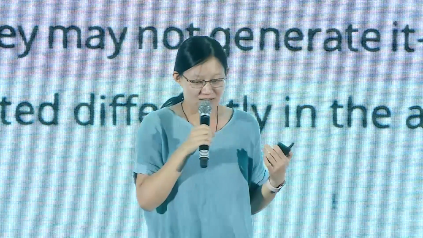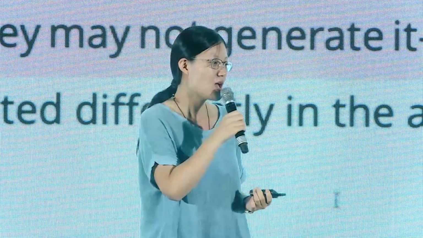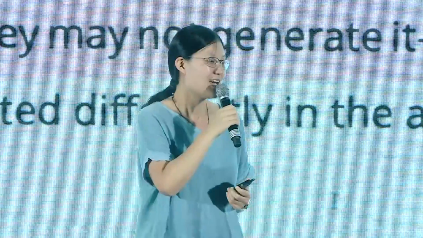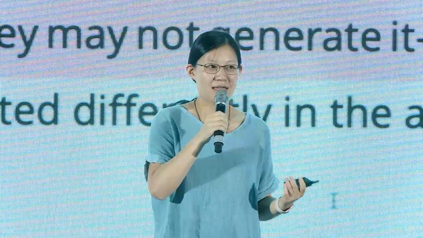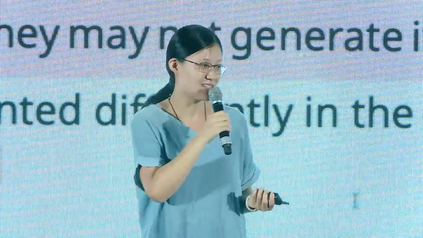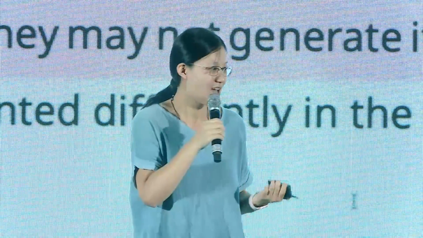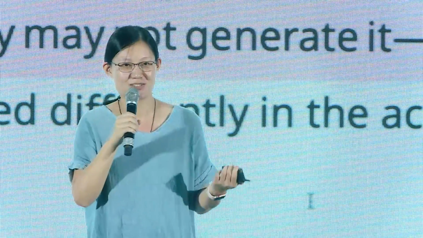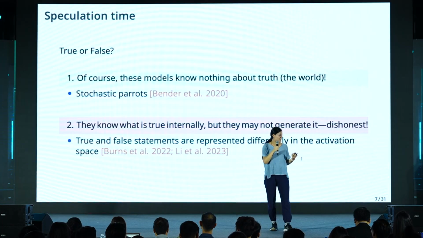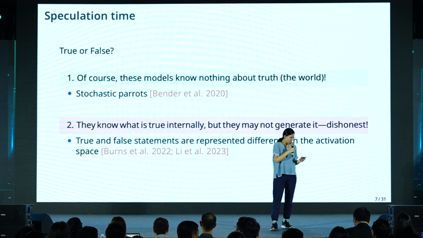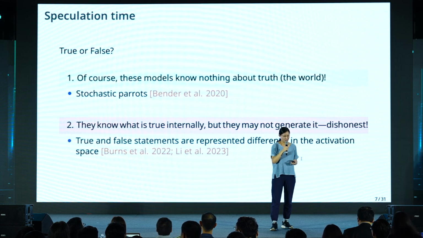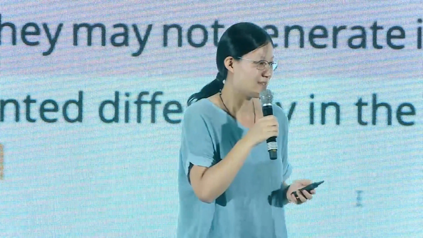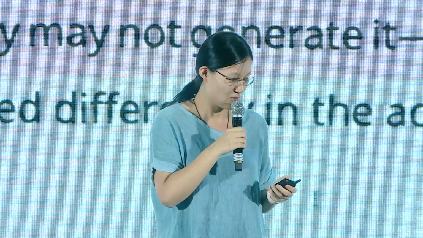But from a different perspective, people also showed evidence that you can actually predict whether a statement is correct or not by looking at the model's internal activations. And then many people in the safety community raise the argument that these models actually know what is truth internally, but they choose not to generate that, which is a dishonesty problem, and that is a big safety concern. So part of the goal of our project here is to have a clearer picture of which of these arguments more accurately describes what's going on in these models.